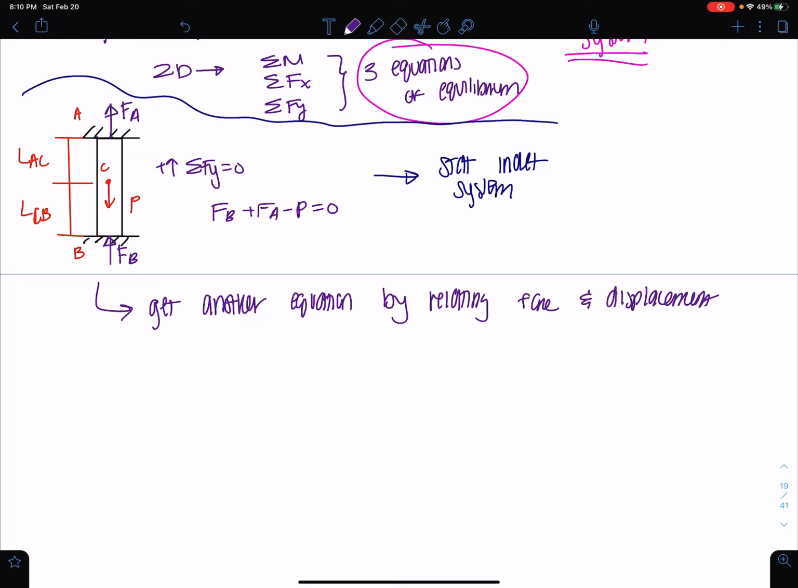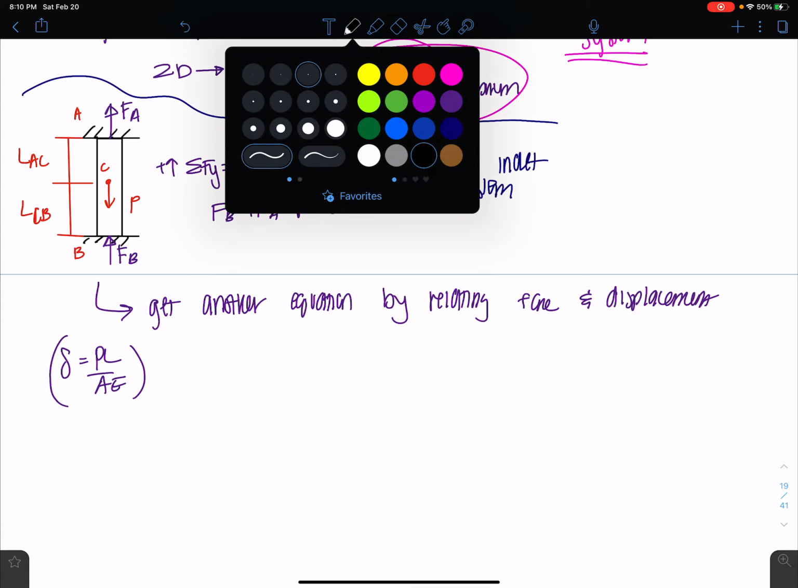So I want you guys to think about this for a second. How can I relate force and displacement of an axially loaded member? I'm hoping you watched the first video I posted before this one, because this will make a lot more sense. But I basically need to use that function, delta is equal to PL over AE. I'm going to put it on the side for now.